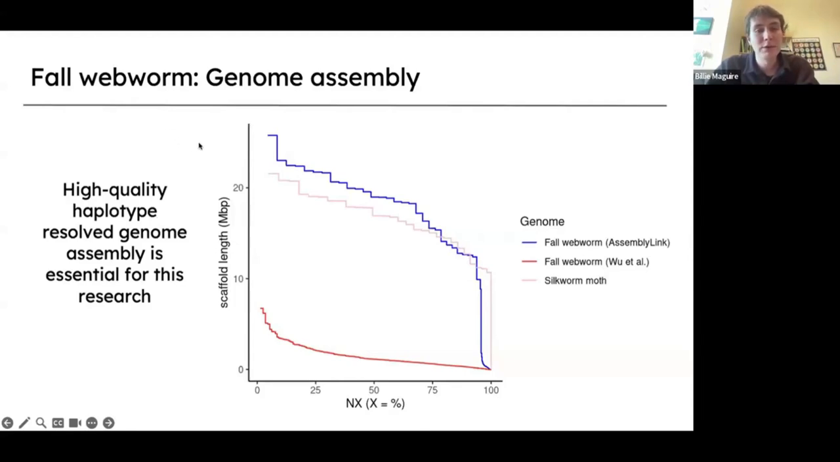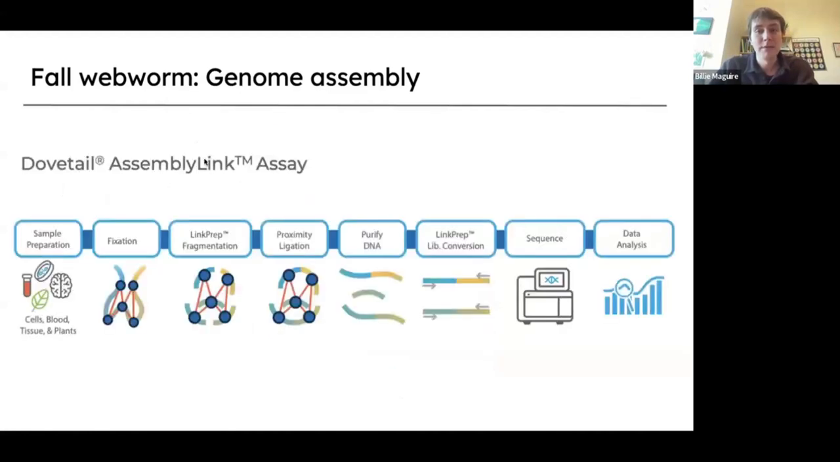And as you can see, the vast majority of the genome is covered by these very large scaffolds, indicating a much higher quality assembly. And it's even comparable to the silkworm moth, as you can see here in pink, which is the highest quality genome that we have for a butterfly or moth publicly available to science. And so we've generated this very high quality assembly with this AssemblyLink kit.